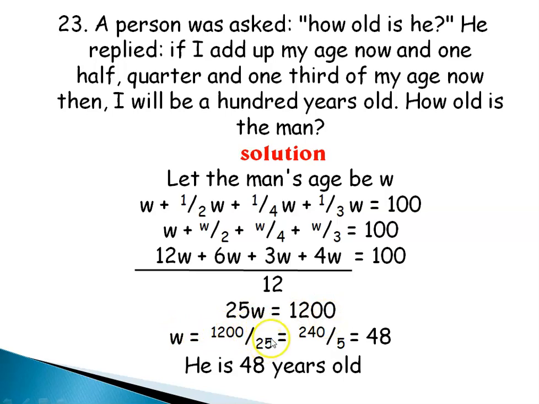Okay, I want to simplify it further by dividing both by 5. So 1,200 divided by 5 will give me 240. 25 divided by 5 will give me 5. And then I can now say 240 divided by 5. 5 into 24 is 4. I'll be left with 4. Add this 0 to it to give me 40. 5 into 40 is 8. 48. So he is 48 years old. Is that taken? To confirm, all you just need to do is to put 48 in all of this W, and you see that you still get 100. Is that okay? Good.